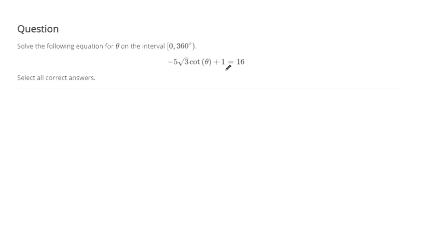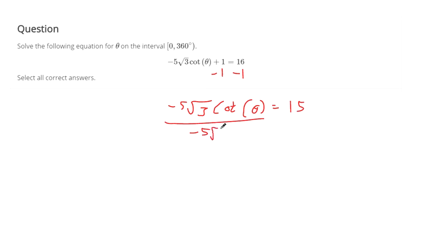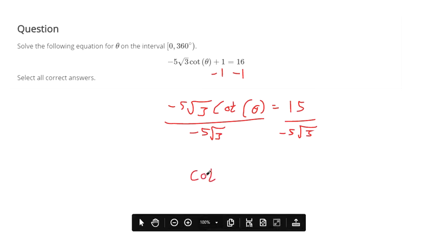-5 square root of 3 cotangent theta plus 1. Let's solve it like a normal equation. Subtract 1 from both sides. Let's divide both sides by -5 square root of 3 to help us get theta by itself. So that gives us cotangent of theta equals, now 15 divided by -5, we're going to say -3 over the square root of 3.